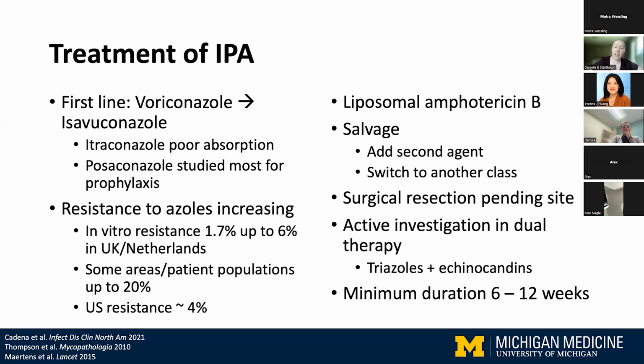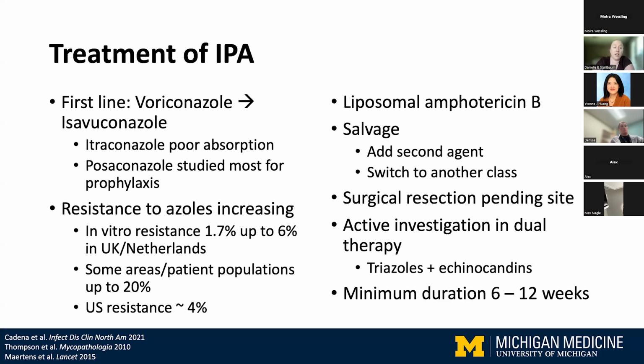How do we treat it? First line is voriconazole. There also is some movement lately to use isavuconazole, given that has fewer side effects and fewer drug interactions. But the guidelines still recommend voriconazole. In salvage therapy, you add additional antifungals, and you can consider surgical resection depending on the site. There is an active study looking at using both triazoles and echinocandins to double treat from different mechanistic pathways to see if there's improvement. Minimum duration of treatment is 6 to 12 weeks.